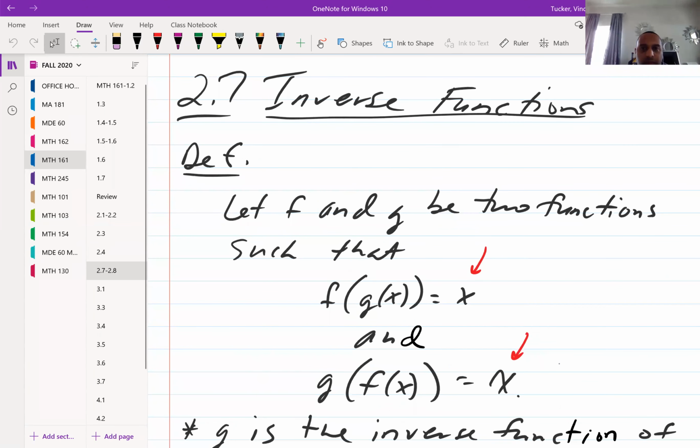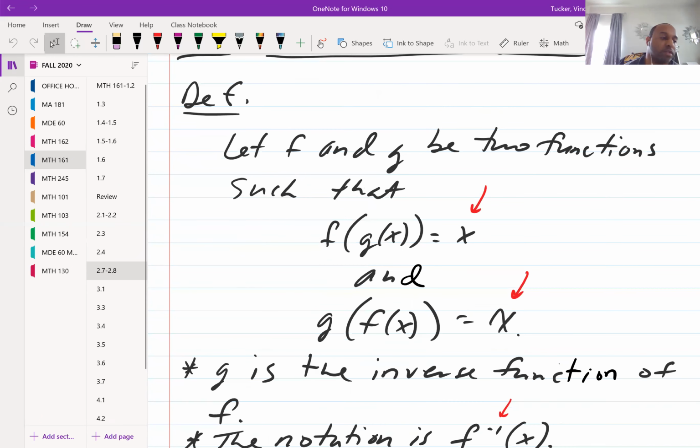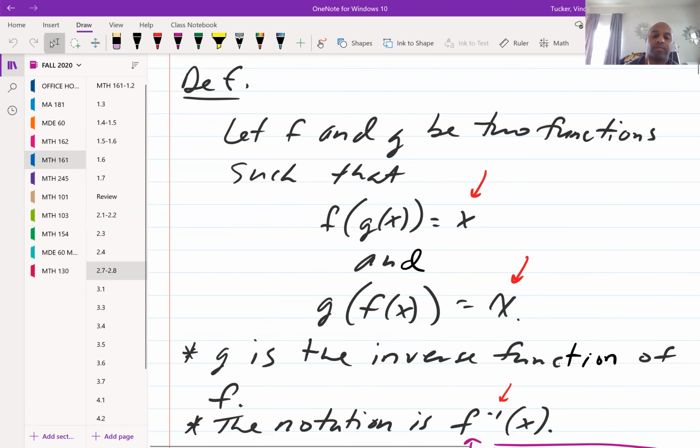All right, so 2.7 is your inverse functions. Let f and g be two functions such that when you plug g into f, it simplifies and gives you x. Then you plug f into g, it also simplifies to give you x. Then g is the inverse function of f. And then the notation is going to be f inverse of x.